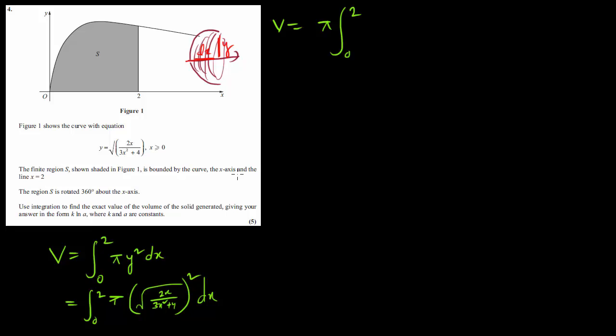So if we put the value, it is going to be 0 to 2 pi. Now y squared is going to be the square root of 2x by 3x squared plus 4, whole squared, dx. If you bring the pi outside, volume equals pi, 0 to 2. Now the square root of 2x divided by 3x squared plus 4, whole squared, is only 2x divided by 3x squared plus 4. So we are here right now.